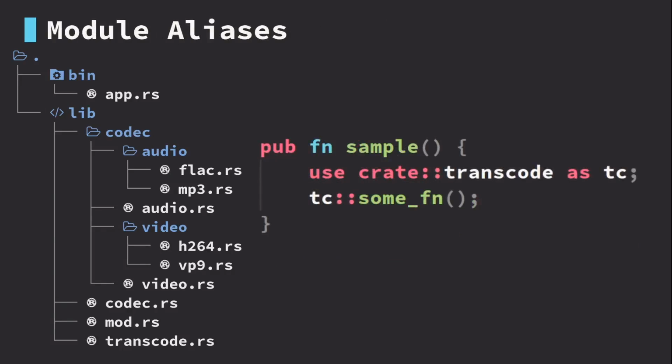It's also possible to assign an alias to any arbitrary module path. We can use the as keyword to assign an alias in our current scope. Here, we take the crate transcode module and assign it an alias of TC. This way, we don't need to type out transcode every time we want to use the module. Here on the second line, we use the module with TC, path access, some function. And this is great if you're going to access lots of information from a module and just want a quick shortcut to reduce the amount of typing.